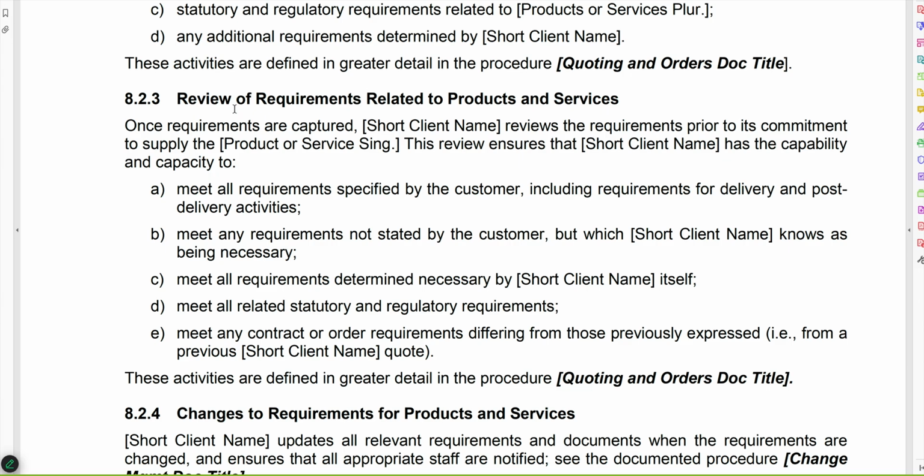This review ensures that the company has the capability and capacity to, and of course you have several points here, meet all requirements specified by the customer, meet any requirements not stated by the customer, meet all requirements determined necessary by the company itself, meet all related statutory and regulatory requirements, and meet any contract or order requirements differing from those previously expressed.